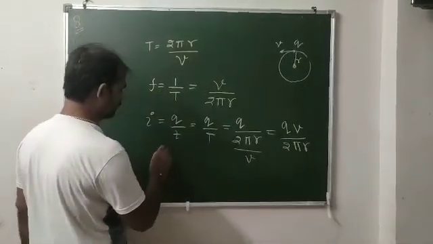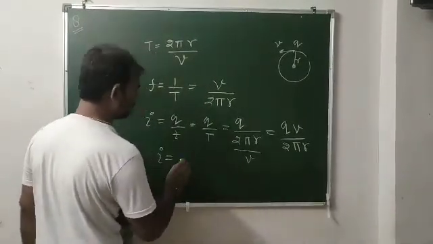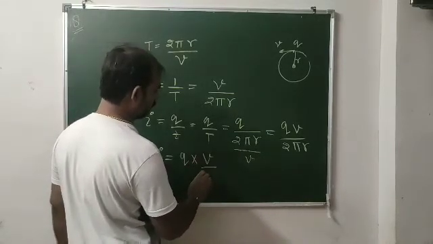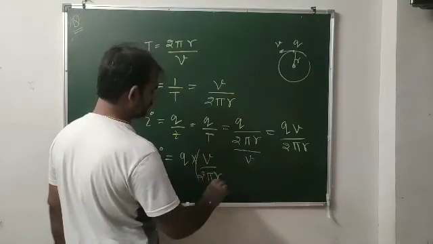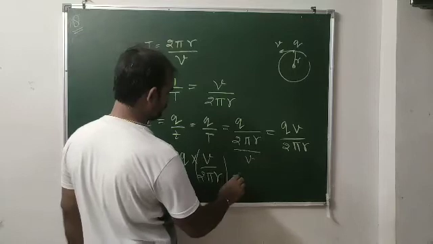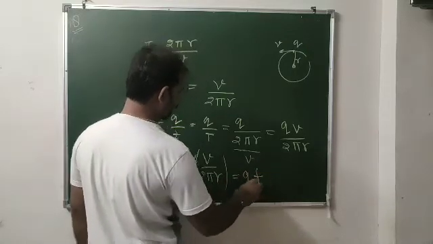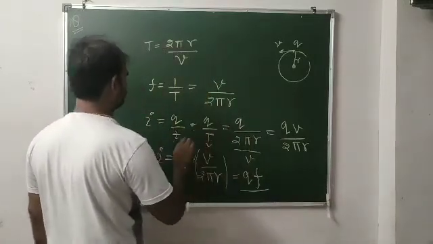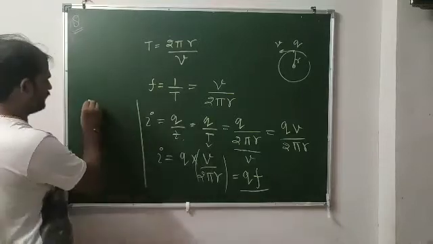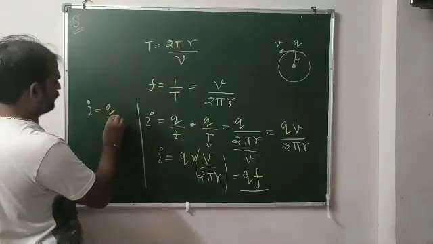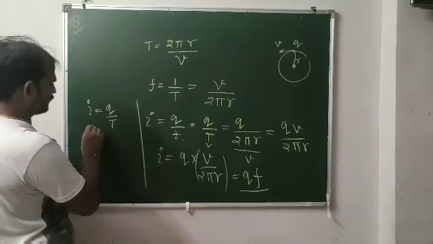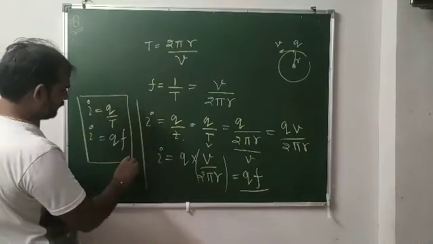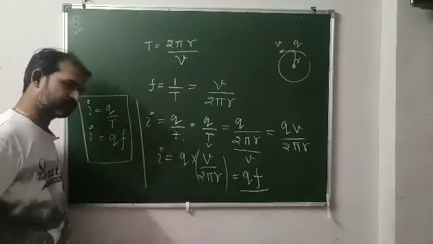Now students, in another form, see here in this formula, I is equal to Q into v upon 2 pi r. Students, what is this value? This value is frequency. So Q into f. I mean to say, I is equal to Q upon T or I is equal to Qf, where f is the frequency. These two formulas will be applicable in this type of questions.